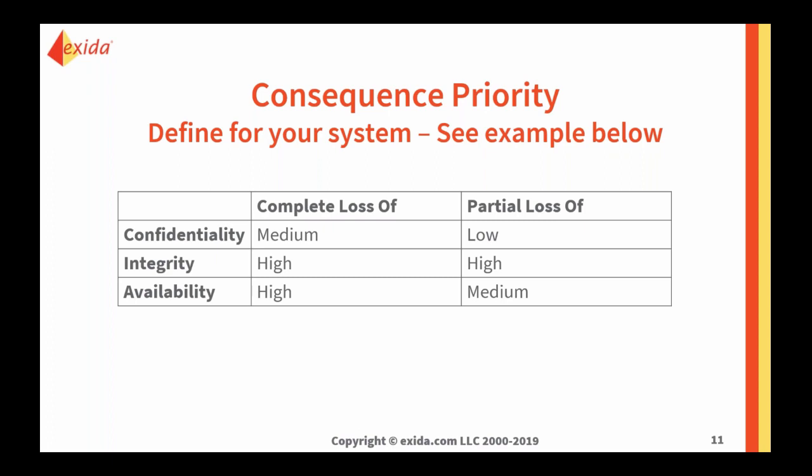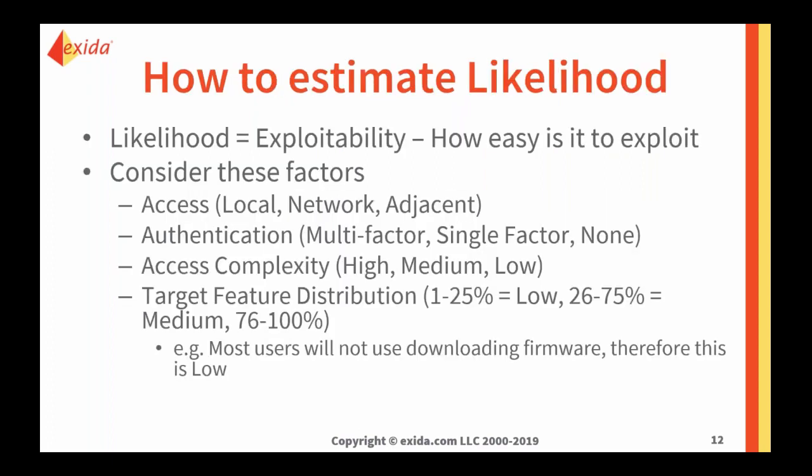Availability is also very important in a control system, often because when a system is unavailable, it's a significant loss of revenue. So maybe a complete loss of availability might be high for a given system, but a partial loss might be a medium consequence. Looking at this at the system level is a good way to start. Then when you're looking at each individual threat, the analysis you did up front makes it a little easier to figure out the impact of any individual failure. And then for likelihood, as I mentioned, you want to look at exploitability.